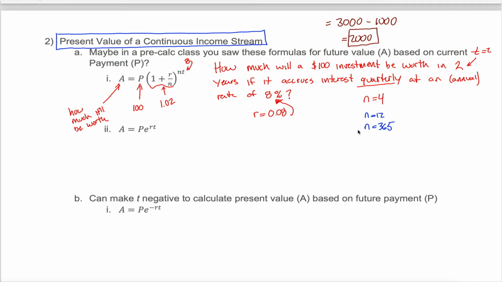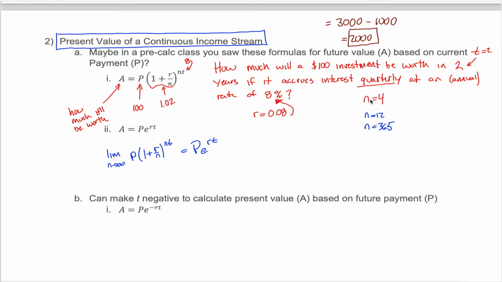And if your teacher was especially ambitious, they might be like, all right, what if you got interest hourly or every minute or every second? And what you'd see is if you make N larger and larger and larger, the amount that it'll be worth doesn't continue to get much, much larger. It kind of settles in on some number. This example is supposed to be an early example of limits that students learn before they've ever learned about limits. And really the big takeaway is the limit as N approaches infinity of this top formula, P times (1 plus R over N) to the NT, is just equal to this bottom formula, P times e to the RT power.